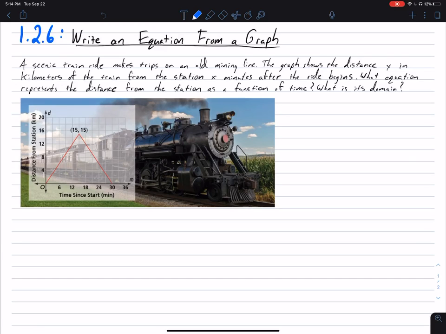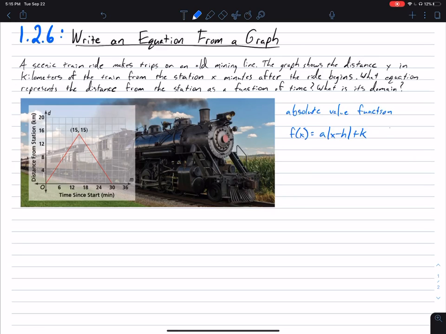The main key thing here is this kind of upside down V. That tells me that this is an absolute value equation or an absolute value function, either way you want to look at it. And what that means is my function is going to be in the form a|x - h| + k. All right, and a is going to determine stretches or compressions, h is my shift left and right, k is my shift up and down.